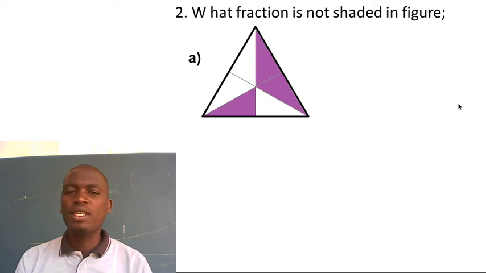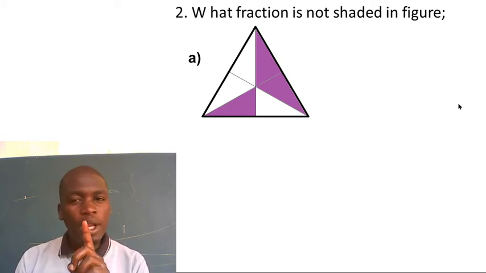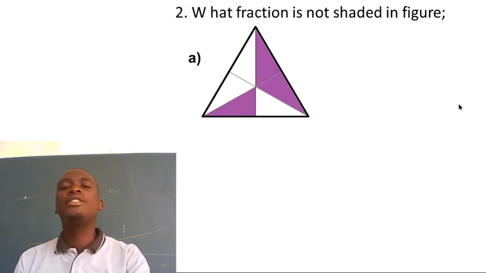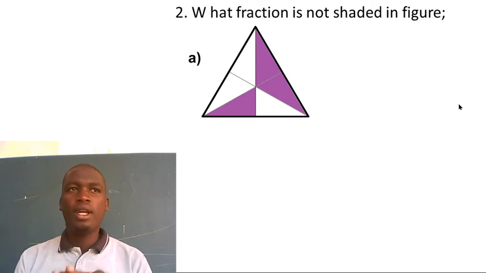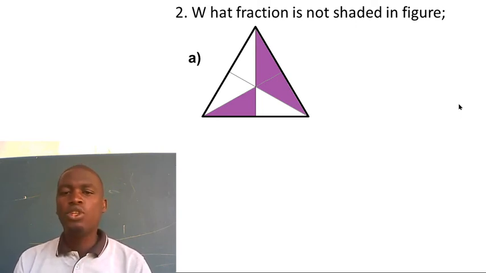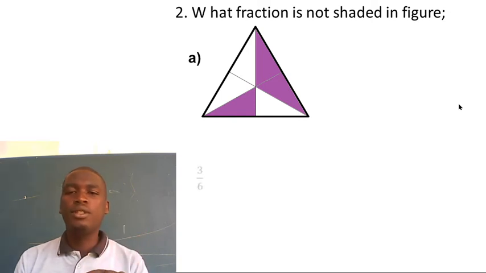But out of the 6, how many are you seeing with the purple color? Those are the shaded ones. There are 3. So 3 parts are shaded. But the question is saying parts not shaded. How many parts are not shaded? There are 3 parts which are not shaded. So can we identify them and express out of the 6 what is going to be there?